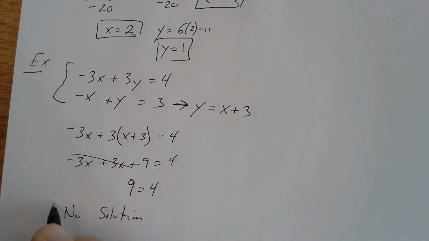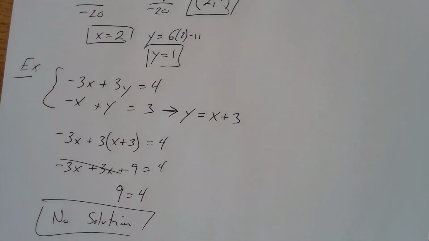Now, I would recommend that you verify this by solving for y equals and showing that both of these linear equations do actually have the same slope. If you can prove that they have the same slope, then you can prove without a doubt that they don't intersect, and therefore there will not be a solution to the system of equations.